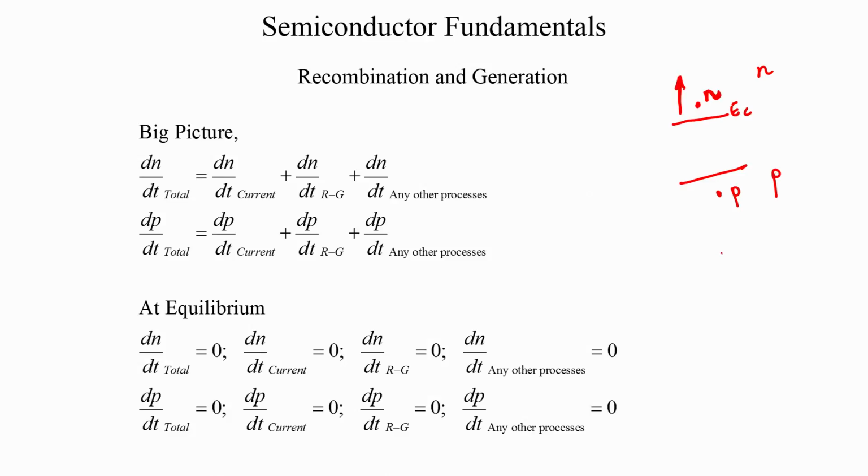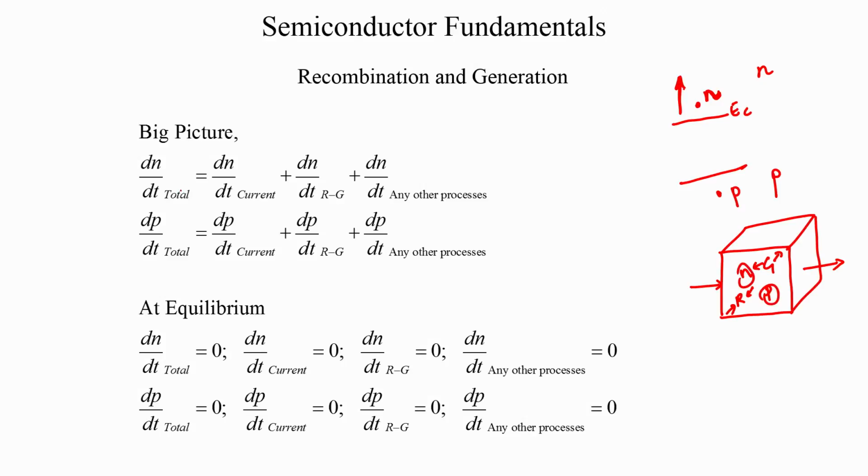If you take any little volume in a semiconductor and look at the n and p values in that, how are these values affected? They are affected by any currents coming in or going out of the semiconductor, by any mechanisms of generation inside the semiconductor, or by recombination mechanisms. And there could be other processes, depending on the specific case, that affect the population count.